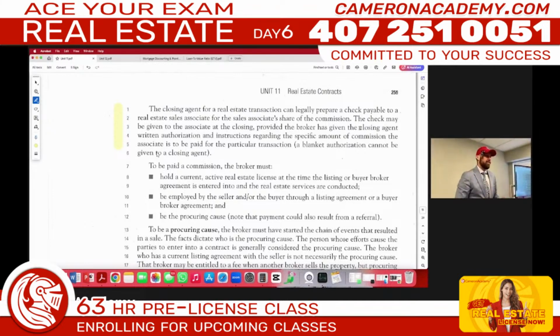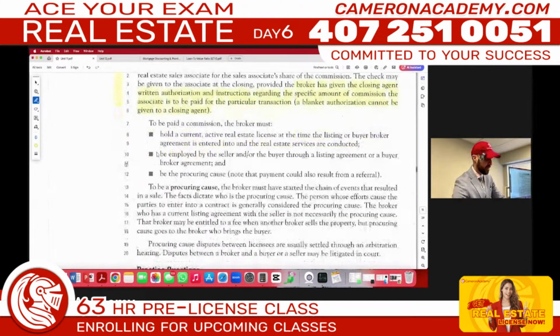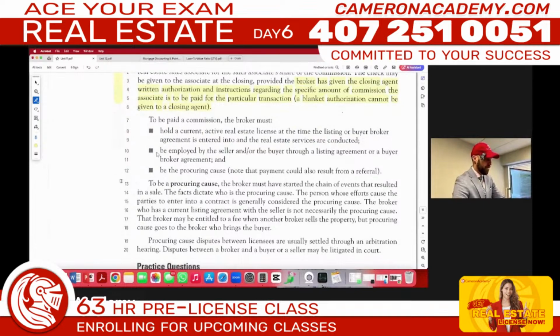But with the title company, I'll have them wire the money, right? It goes directly in your bank account, same day, rather than getting a check, scanning the check, depositing the check, waiting a day or two for it to clear and so forth. It's just more efficient for them to wire. But you have to provide instructions to the closing agent. It says the broker has given specific written instructions to the title company of the amount of commission to be paid to the associate for their share of commission. Let's move on.